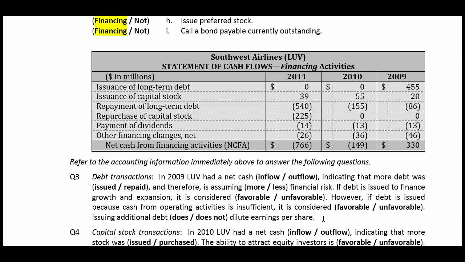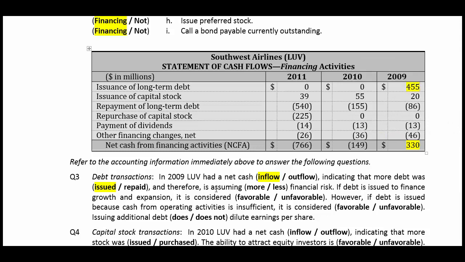So, debt transactions. In 2009, Love had a net cash inflow, indicating that more debt was issued. See there, inflow, 330. Meaning that they issued more debt. There it is. That's where they issued it.